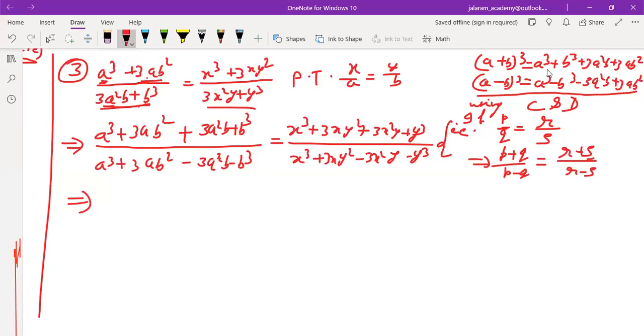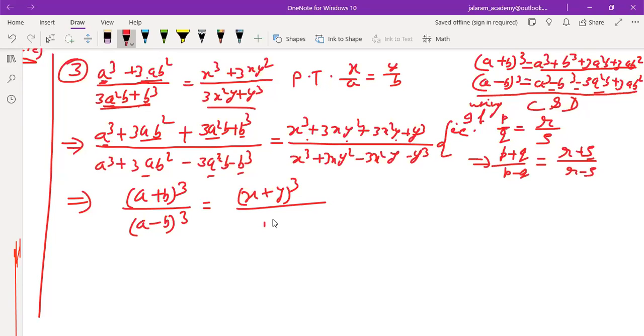So look at this formula of a plus b whole cube. Is it there or not? a cube plus b cube plus 3ab square plus 3a square b. So it is a plus b whole cube over the denominator a cube minus b cube minus 3a square b plus 3ab square, which means it is a minus b whole cube. On the right hand side there is only the difference of x and y. So in place of a it is x and in place of b it is y. So the numerator becomes x plus y whole cube over the denominator x minus y whole cube.